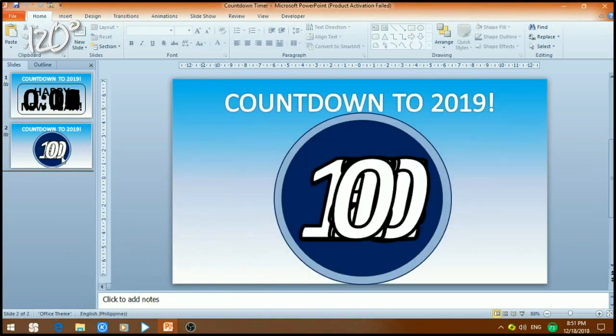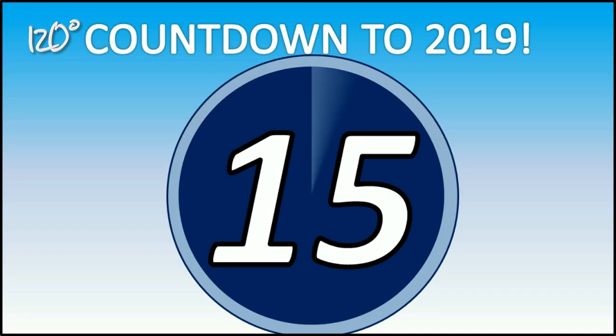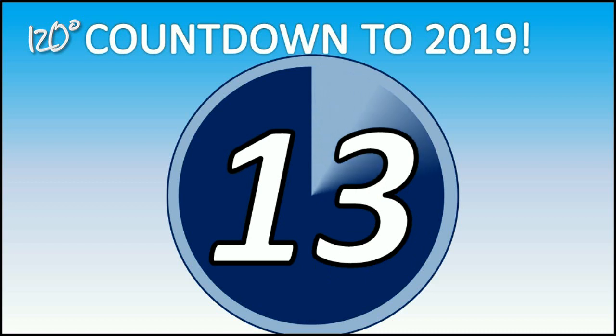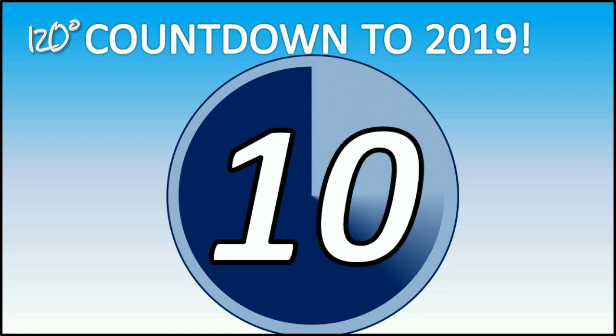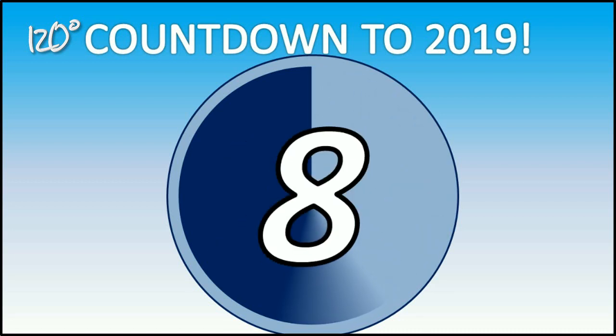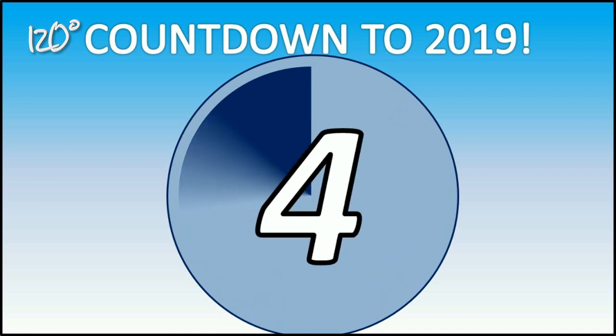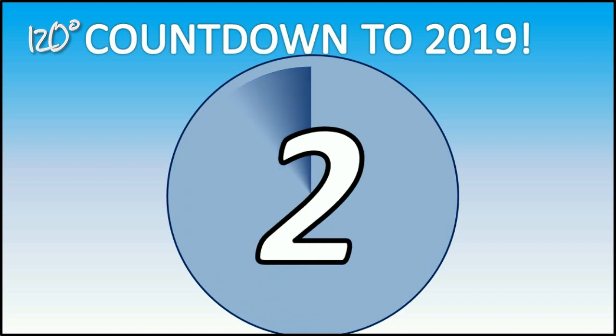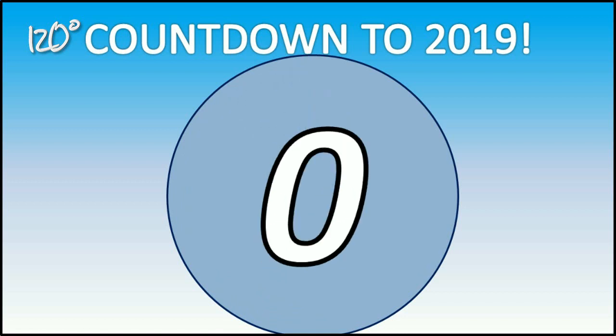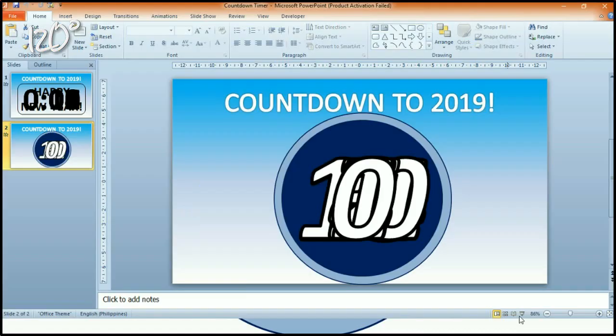Now in the second one, we have a very dynamic countdown timer. You have another 15-second countdown timer, and at the back of the numbers, we have a circle gradually diminishing as the 15 seconds run out, and there you have it. On the zero mark, the circle at the back is gone.